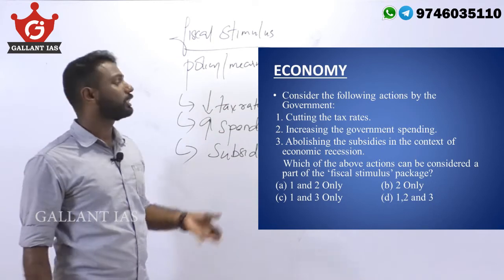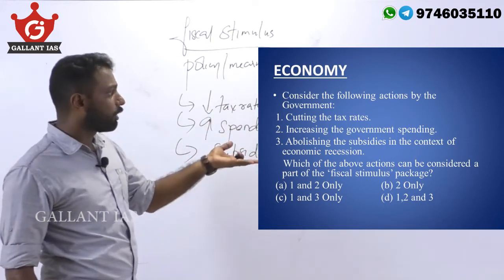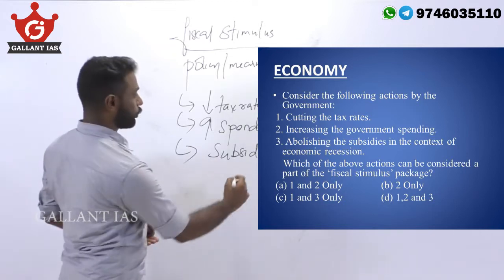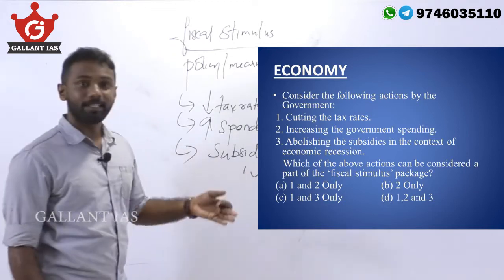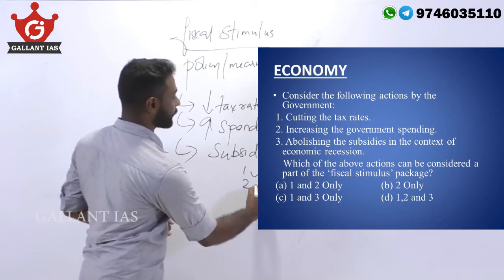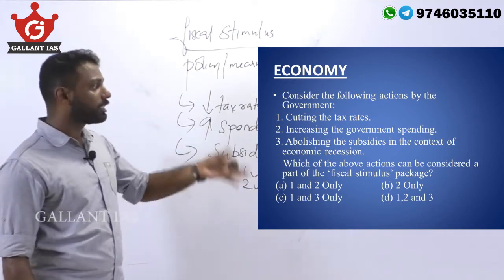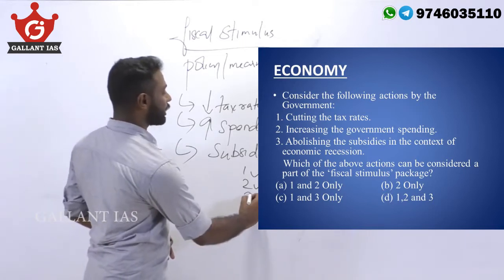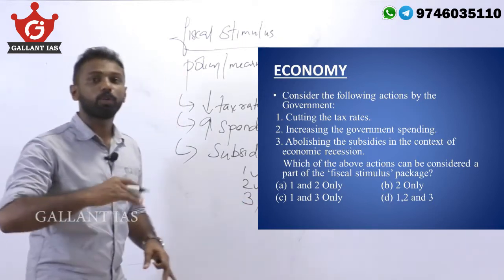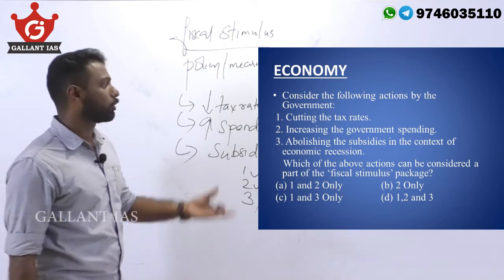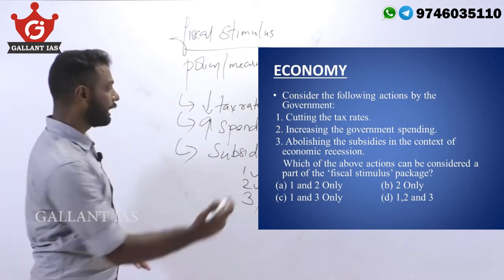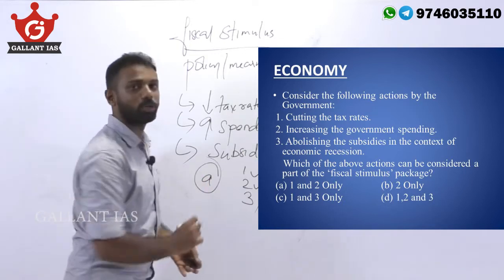So when moving on to the question, which of the following actions can be considered as part of fiscal stimulus? Cutting the tax rate, 1, that's right. And increasing the government spending, exactly, that is right. And the third one, abolishing the subsidies. Actually, it is not abolishing; only when subsidies are provided could we boost our economic activities. So statement 3 should be wrong here. And the answer for this question is A, that is 1 and 2 only.